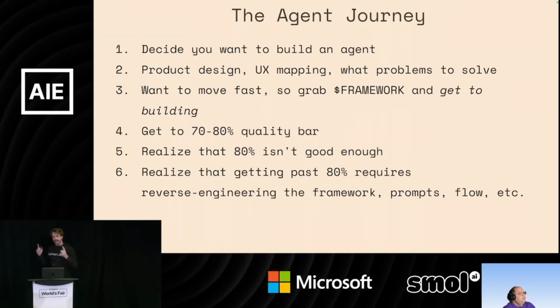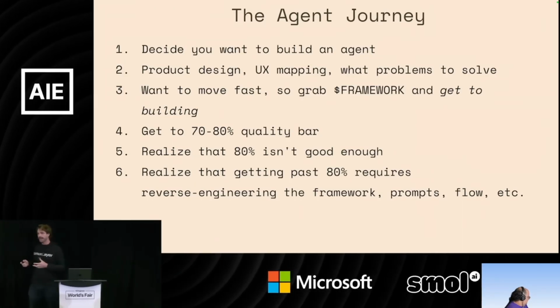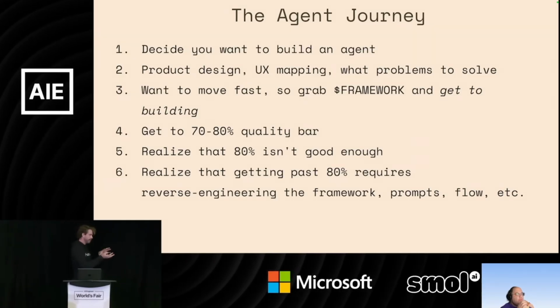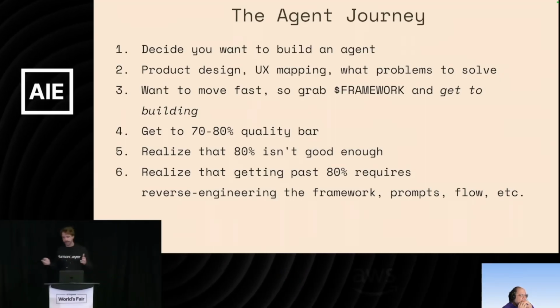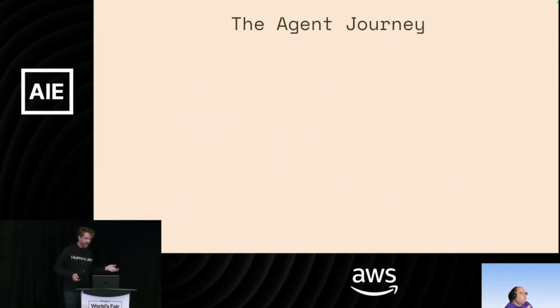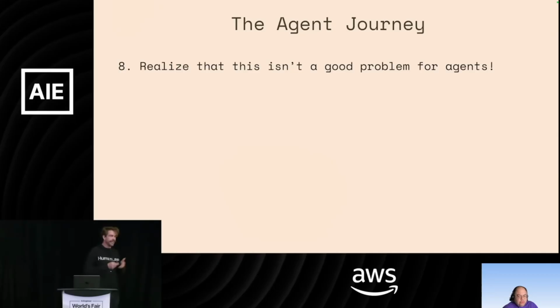And that if you want to get past that 70, 80% quality bar, you're 7 layers deep in a call stack trying to reverse engineer: how does this prompt get built? Or how do these tools get passed in? Where does this all come from? And if you're like me, you eventually just throw it all away and start from scratch. Or you may even find out that this is not a good problem for agents.